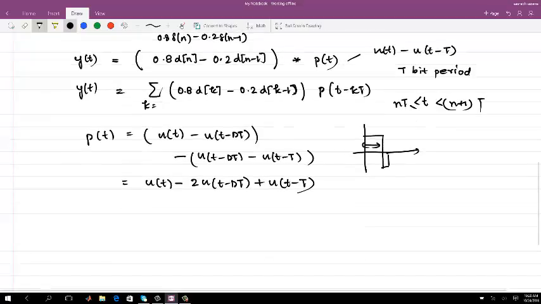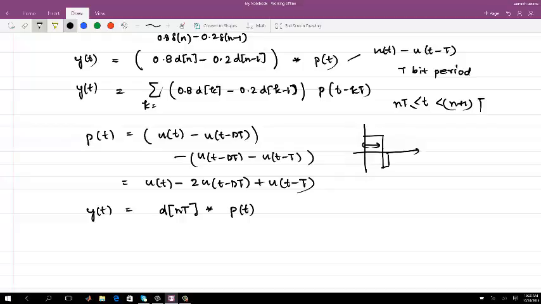So if I want to write y of t, that is equal to the convolution of your d of nT with your p of t. It becomes a little bit more involved if you want to write the frequency response of this waveform.